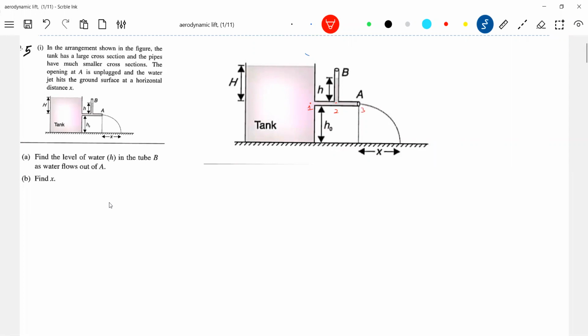So first what we do is we should apply, what is the velocity of the liquid at 2 and 3? So we'll apply Bernoulli's theorem between 2 and 3. E2 should be equal to E3. So P2 plus U plus rho V2 square is equal to P3 plus U plus rho V3 square.